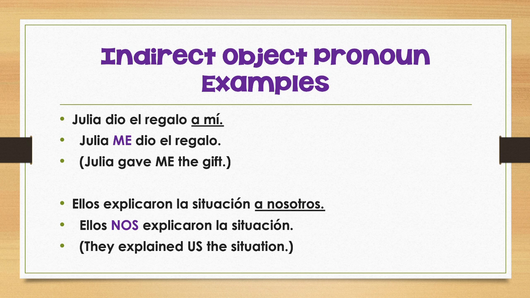These are the same sentences we saw before, but now we're asking ourselves to whom. Julia dio el regalo a mí. Julia gave the gift to me. To whom did she give it? To me. So I can replace a mí with me. Julia me dio el regalo. Or ellos explicaron la situación a nosotros. They explained the situation to us. To whom did they explain it? To us. So I can replace a nosotros with nos. Ellos nos explicaron la situación.